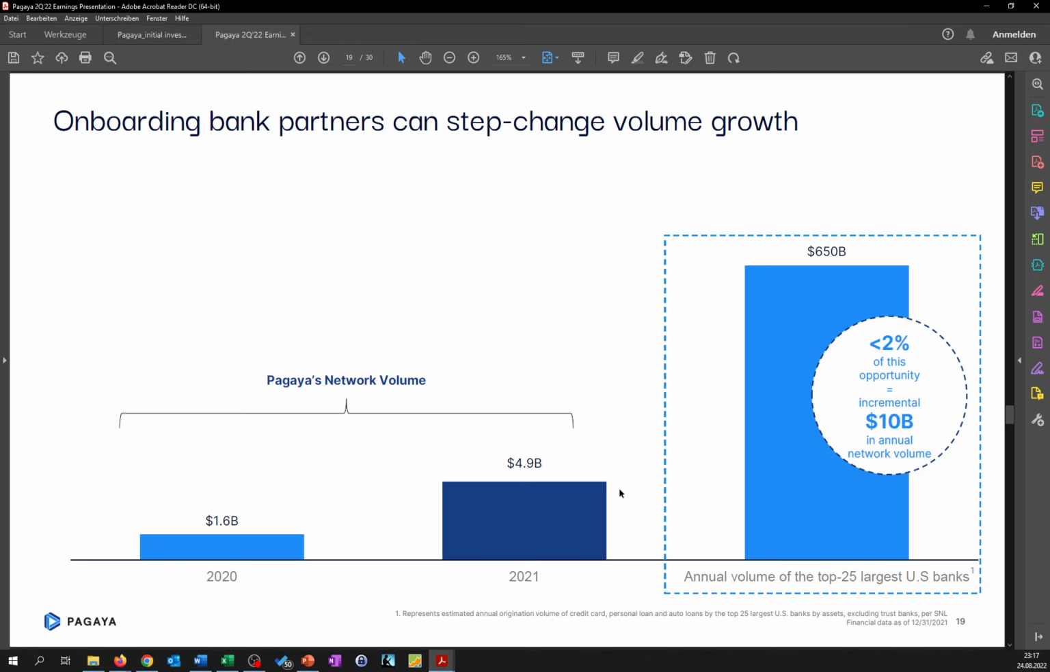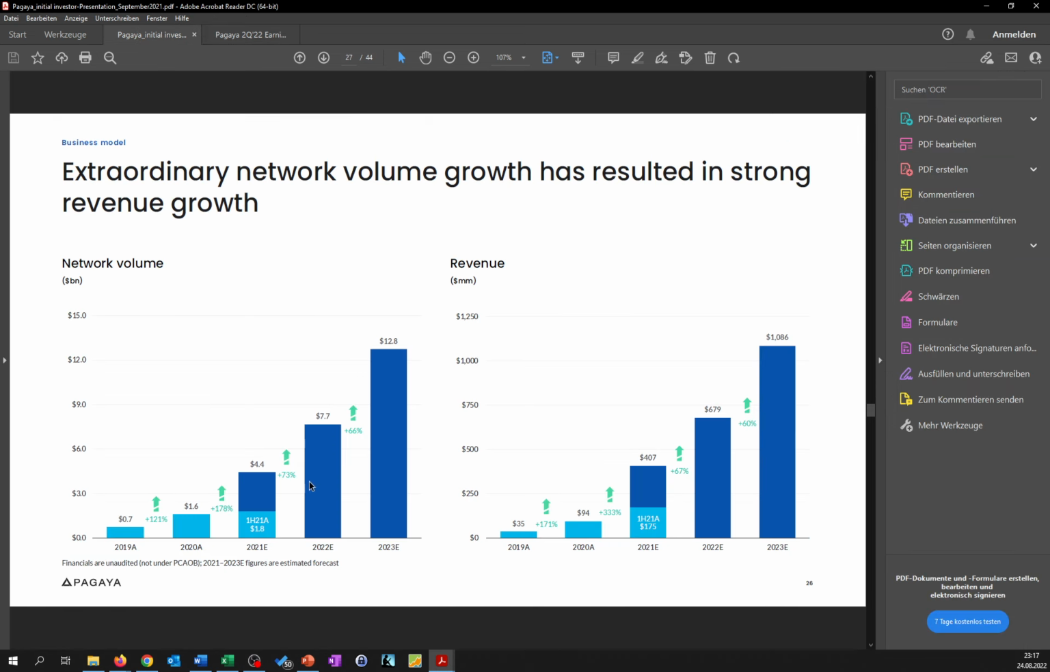The total network volume for 2021 was 4.9 billion. And if you now compare this to the initial investor presentation, you can see over here they expected 4.4 billion of network volume by the end of 2021, which they happily beat. So this is definitely a good sign. So not really thinking that their estimates are too much out of line.